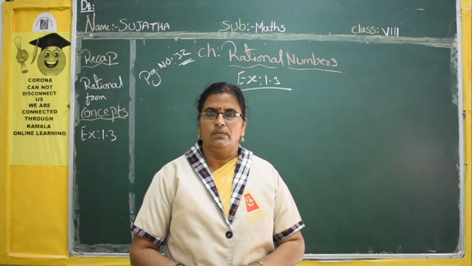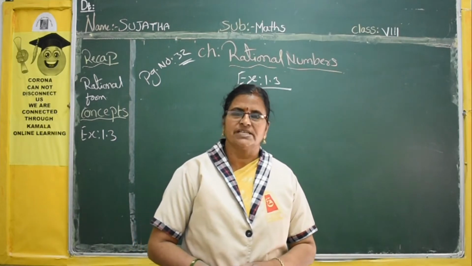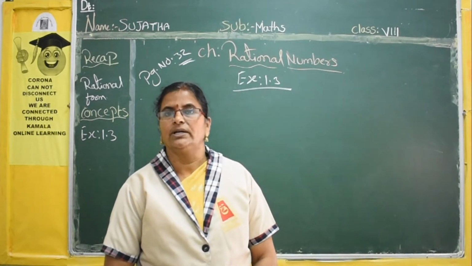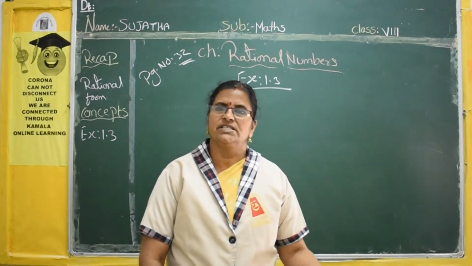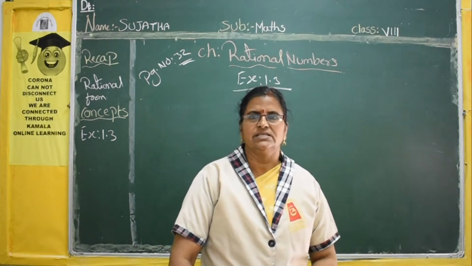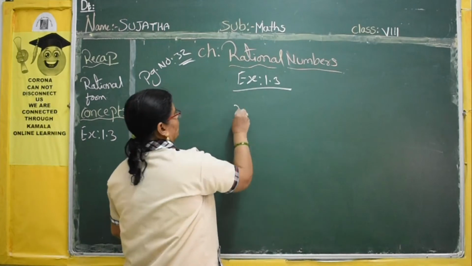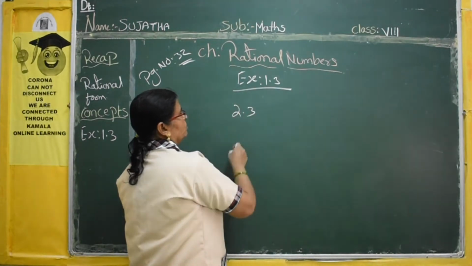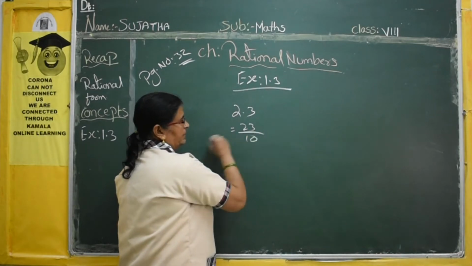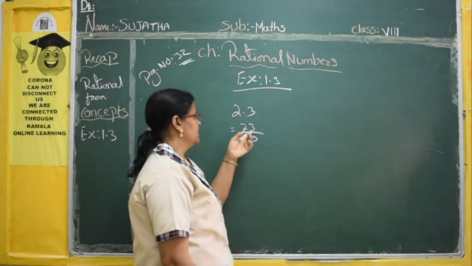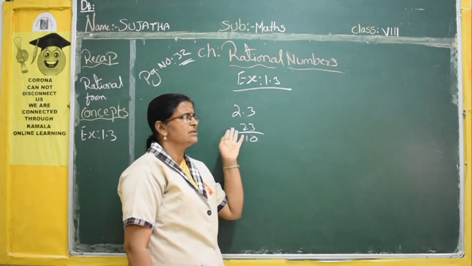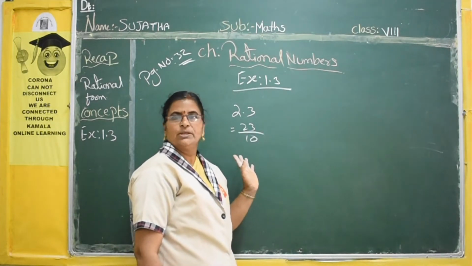Now, in the previous session, what we did for terminating and non-terminating decimals, we changed into p by q form. In terminating, it is easy. For example, 2.3 is there. How can you write it? 23 by 10. If any cancellation is possible, you can do it. Otherwise, 23 by 10 is the p by q form.